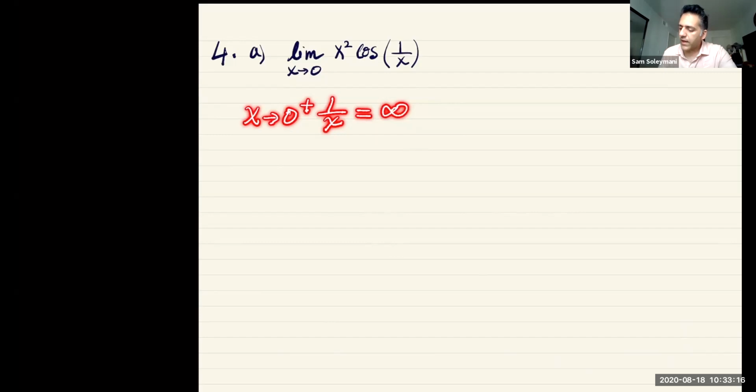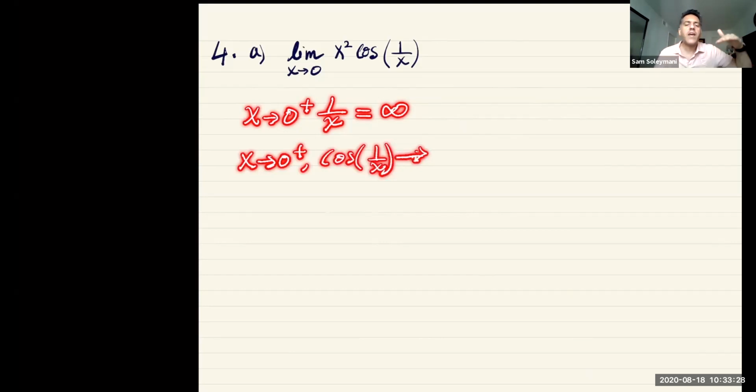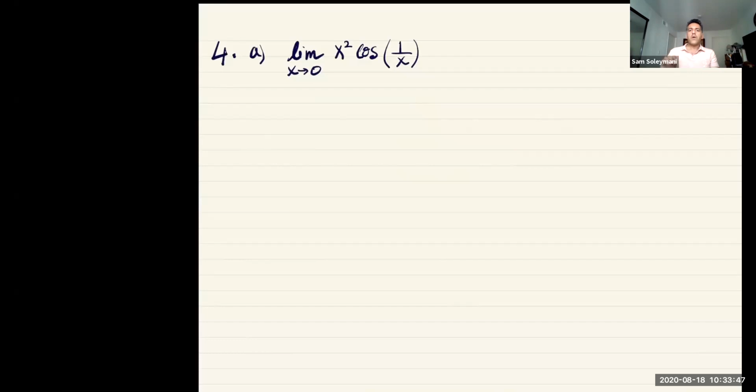So as x goes to 0 from the right, cosine of 1 over x is cosine of infinity, which is anything from -1 to 1. It oscillates between -1 and 1 as x goes to infinity. So it's a number between -1 and 1, still a bounded function. So what you need to do is use the squeeze theorem.